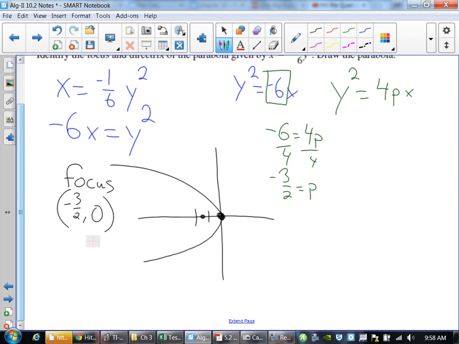Wait, if the green is the equation, then is the blue the focus or the p value? The p value tells you what direction you're going to go. I'm just going to find the focus first. That's usually what I do. Find that first, and then I go backwards to get the directrix. So now the directrix, when I go the other way, opposite of negative 3/2 is 3/2. Now I have a directrix at x equals negative 3/2, because it's vertical.